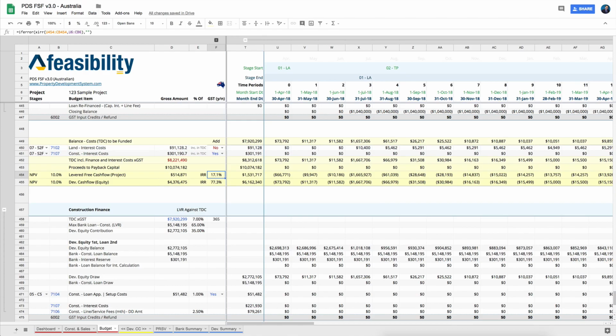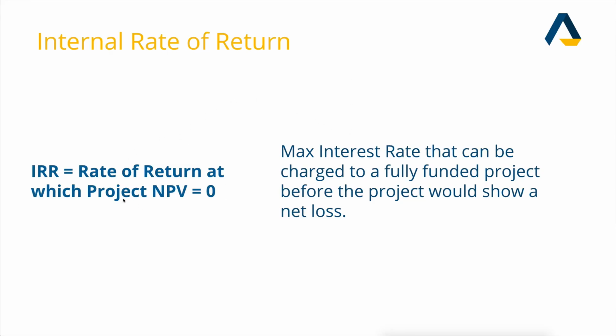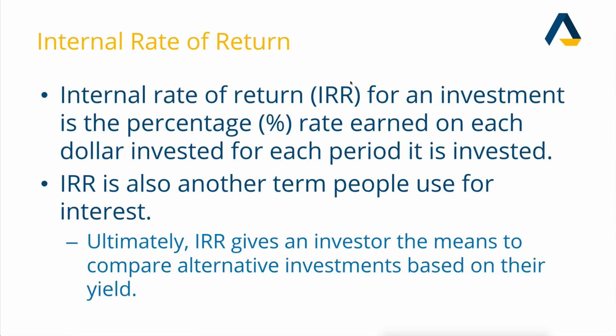So what this means is that this is where the project NPV will be equal to zero, and the maximum interest rate that can be charged to a fully funded project before a project will start showing a net loss. So if this project was to be fully funded, that means 100% was debt, and we charge the project 17.1%, this project would show a net loss.